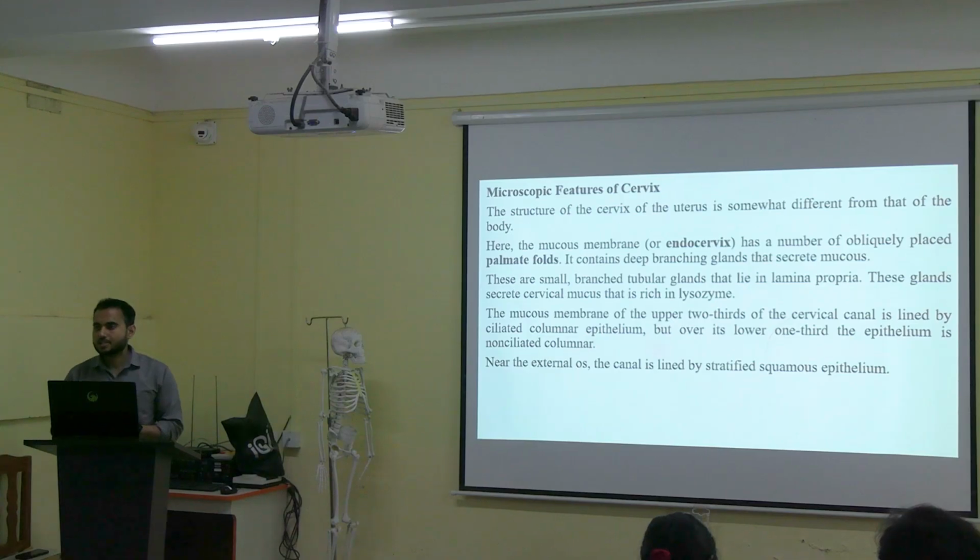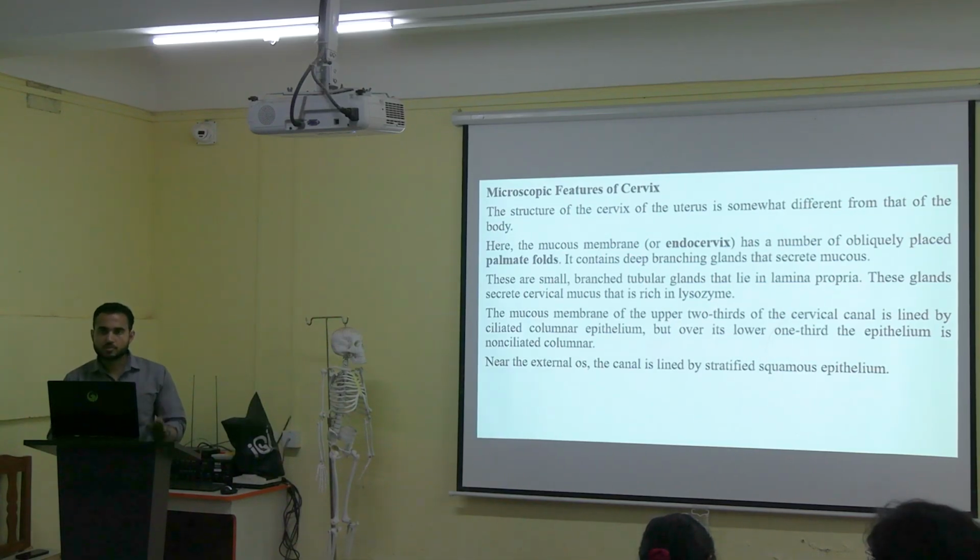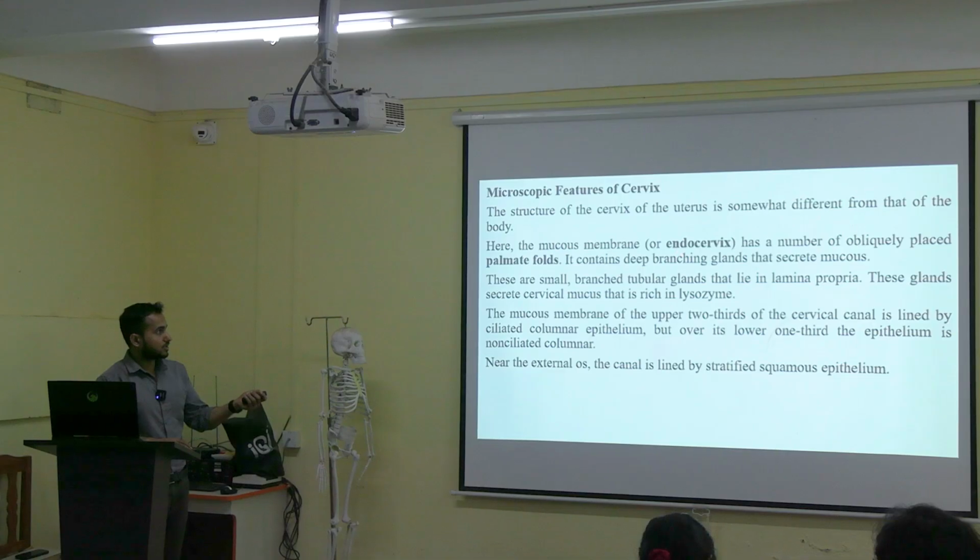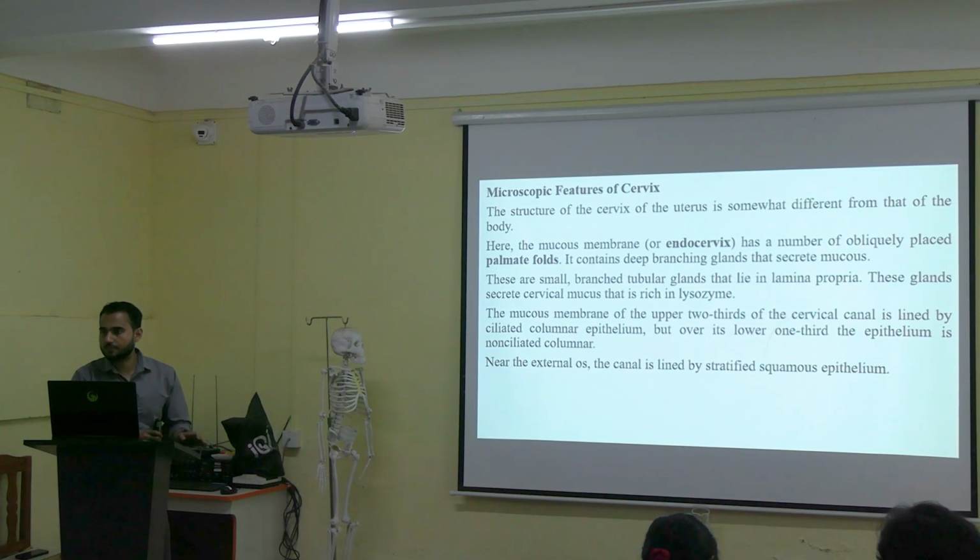Now there are some changes in the cervix of the uterus. Some differences can be seen from the other part of the uterus. What are those differences? First of all, the mucous membrane of the cervix is also called endocervix. It is in the form of longitudinal folds, obliquely placed folds. These are called palmate folds. Now it contains deep branching glands that secrete mucus, and the secretion of the cervix is very important.